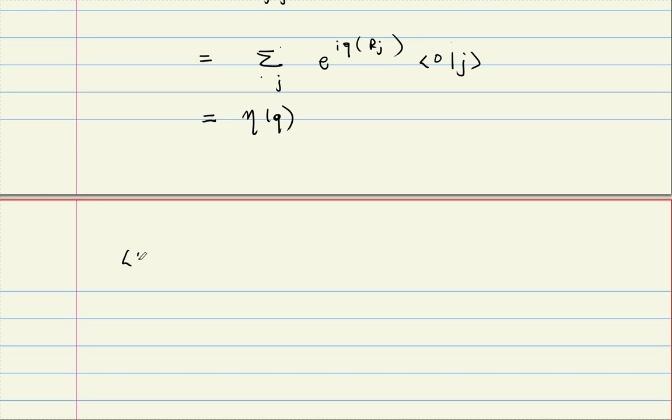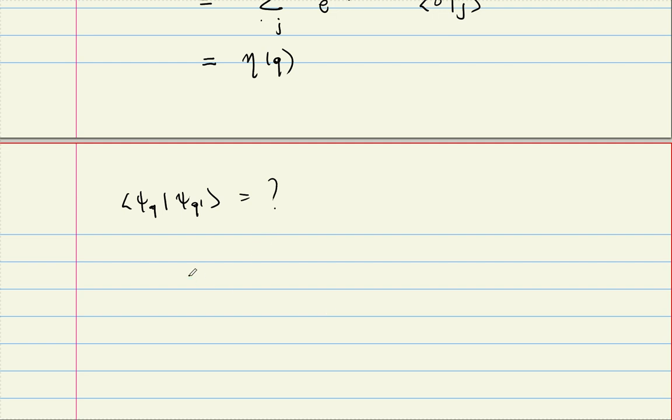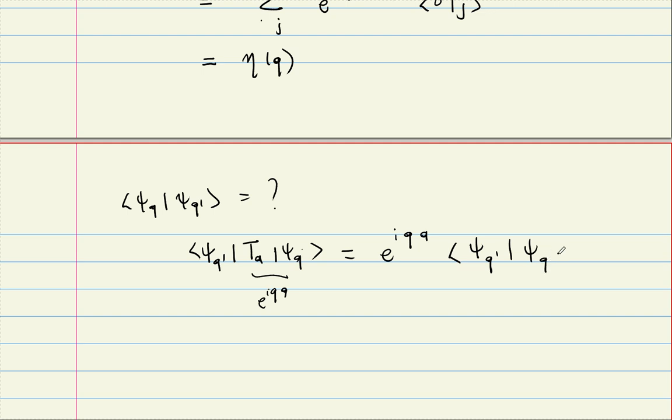And another calculation is, are they orthonormal, psi q prime, psi q? And this one I want to do in a different way. I don't want to do this summation. So what I want to do is start with this psi of q, and act on this with the translation operator. I know what the translation operator does to this object. It's going to just give e to the i q a, and I want to take it with a bra with a different q prime, and this is going to be e to the i q a, psi q prime psi q.